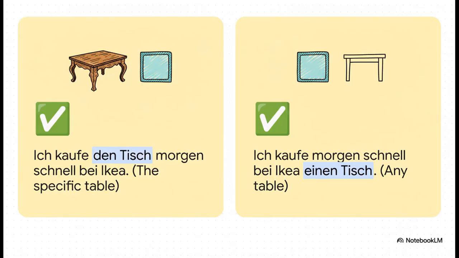Let's make this super clear. Look at the definite object, den Tisch. It shows up really early in the sentence. Ich kaufe den Tisch morgen schnell bei IKEA. But now look at the indefinite one, einen Tisch. It gets pushed all the way to the end after the TEKAMOLO info. Ich kaufe morgen schnell bei IKEA einen Tisch. Isn't that cool? Definite before, indefinite after. That's a game changer to remember.